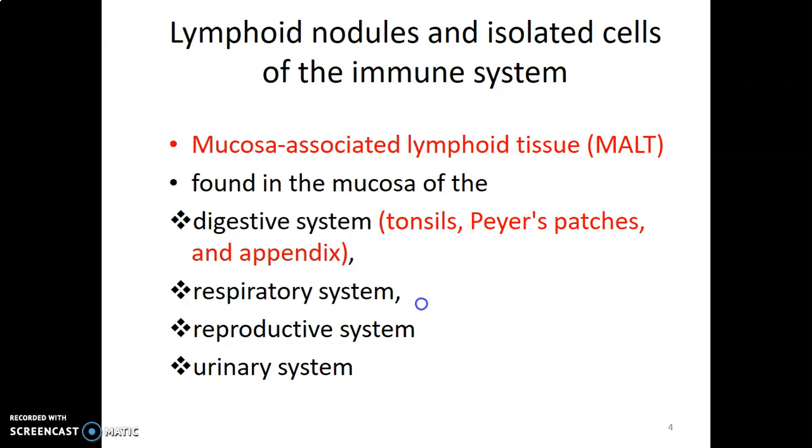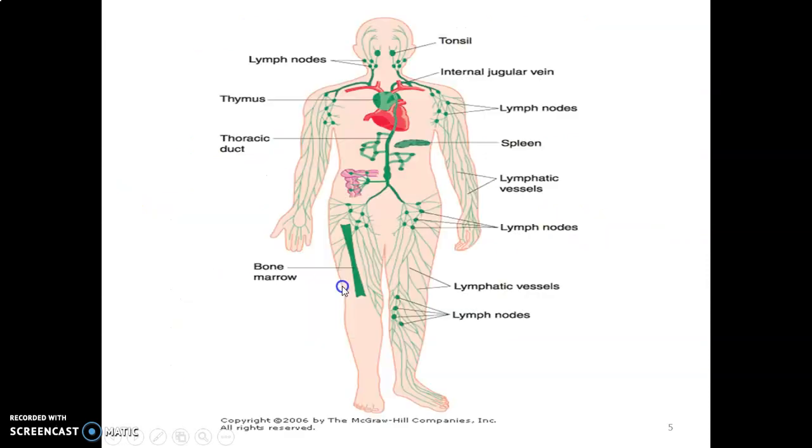So lymphoid nodules and isolated cells of the immune system form what you call mucosa-associated lymphoid tissue in the mucosa of different systems in the body, the GIT, the respiratory system, reproductive system, urinary system. So within the mucosa of these viscera within these systems, you have lymphoid tissue, and we call them mucosa-associated lymphoid tissue. In the digestive system specifically, we have the tonsils, the Peyer's patches in the ileum, and the appendix also has lymphoid tissue.